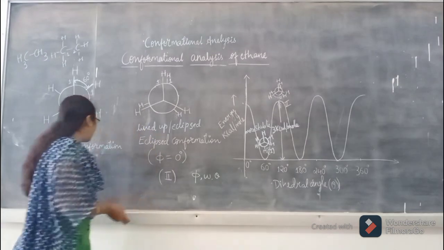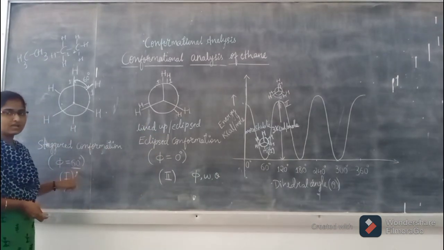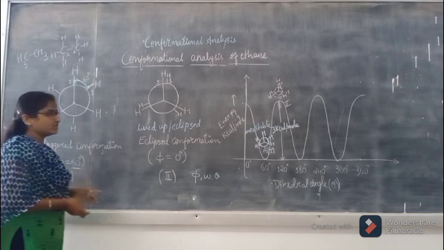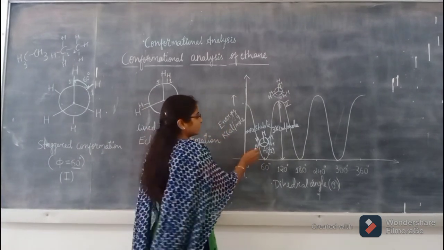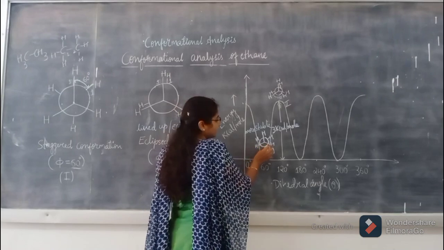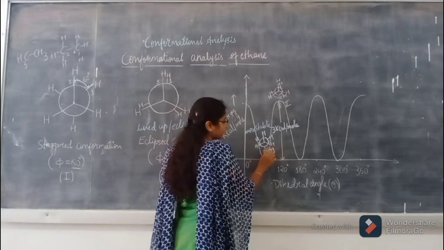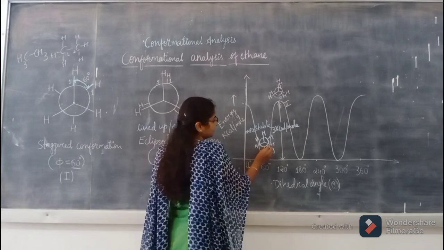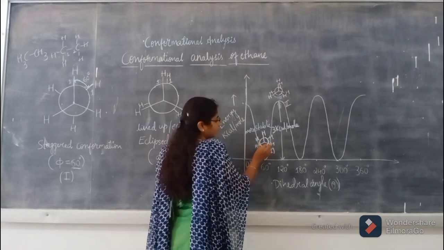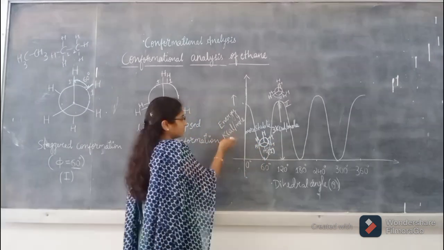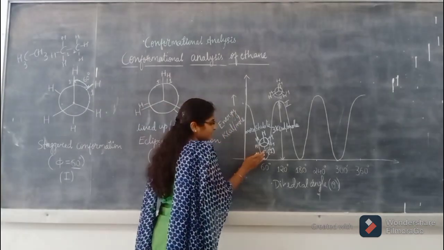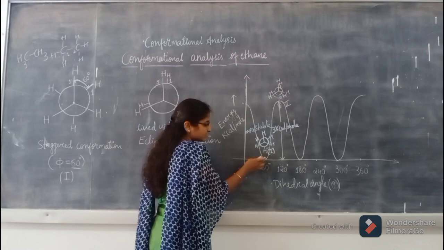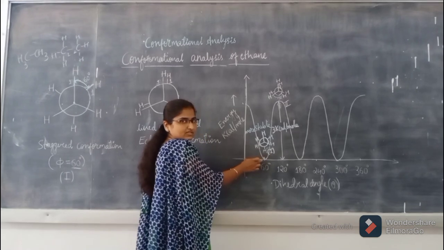We have the staggered conformation at the dihedral angle 60 degrees. You write the staggered conformation over here. This is your first conformation, which has less energy. On the y-axis you have energy, so at the lower energy level you have to represent the staggered conformation with the dihedral angle 60 degrees.